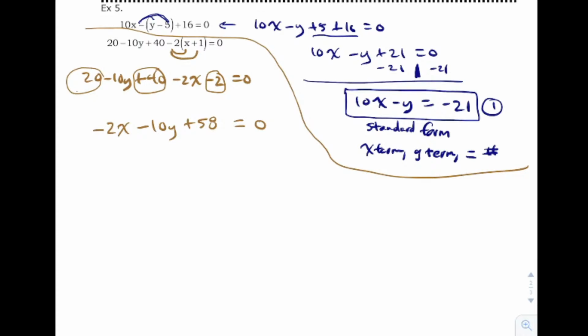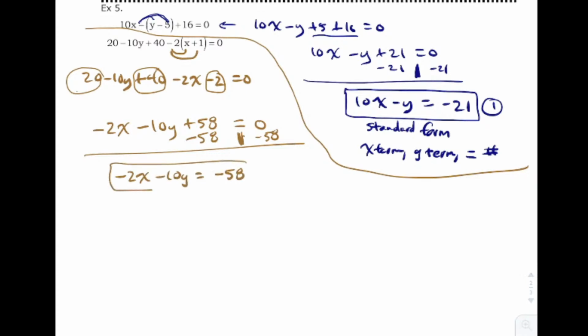Now, we're almost there. Just do the old subtract 58 on both sides trick to get our standard form. We have a negative 2x, we have a minus 10y, and on the other side we have a negative 58. And this becomes my new and improved equation 2.